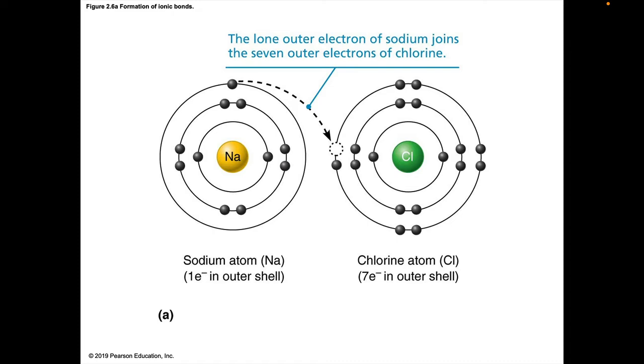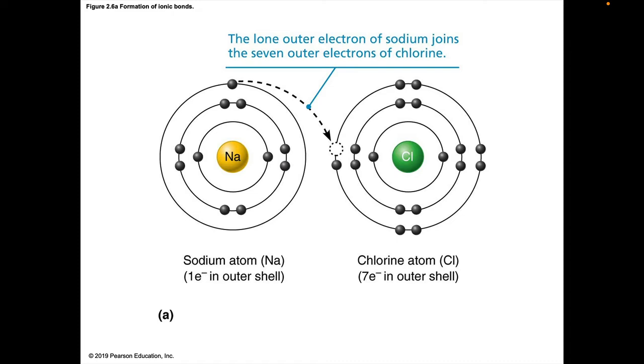Okay, so what are our major types of chemical bonds? We have ionic bonds, covalent bonds, and hydrogen bonds. In an ionic bond, what happens is we end up transferring a valence shell or outer shell electron between these atoms. And so one electron is actually moved from one atom to the other.